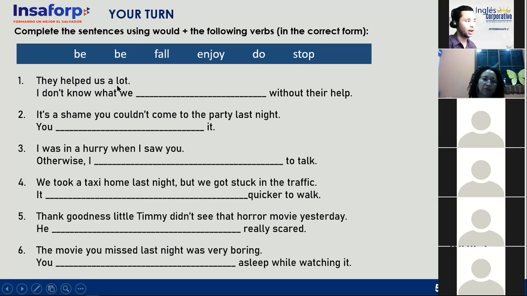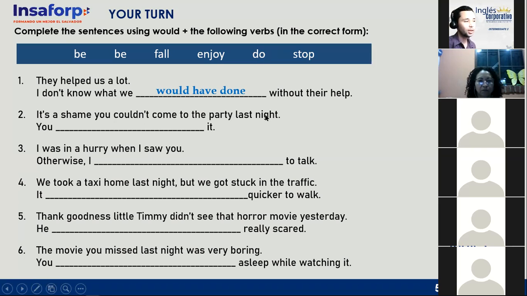They helped us a lot. Vamos a hacer la primera de ejemplo. I don't know what we would have done without their help. No sé qué habríamos hecho. I don't know what we would have done without their help. So we use the verb do. We don't need it anymore.